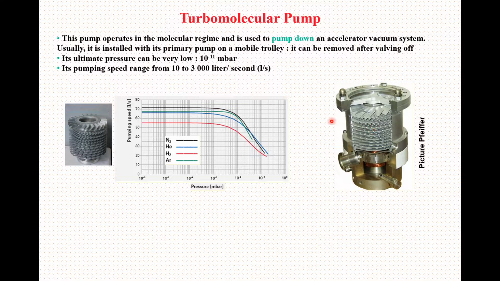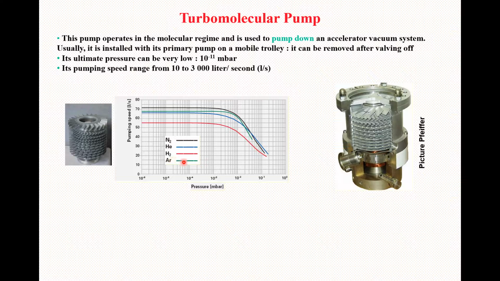The turbomolecular pump has pumping speeds that range from 10 to 3000 liters per second. It's a very high speed. This is the normal speed range of the turbomolecular pump. Here you can see we can utilize it for different kinds of gases: nitrogen, helium, hydrogen, and argon.